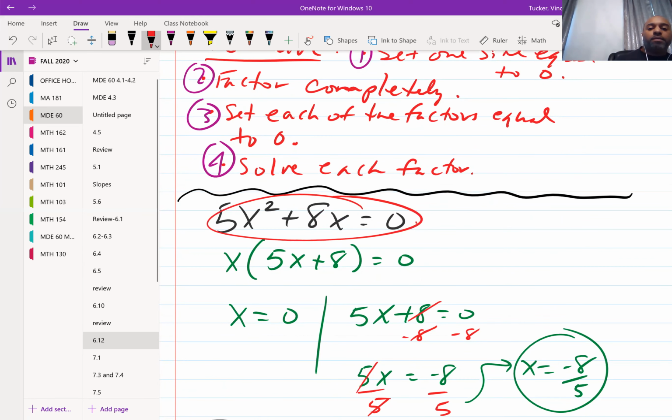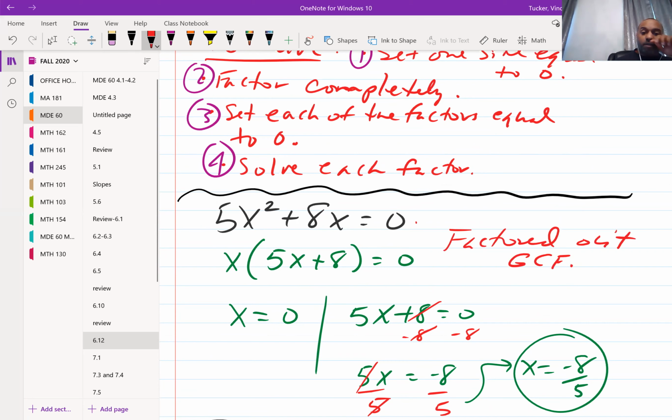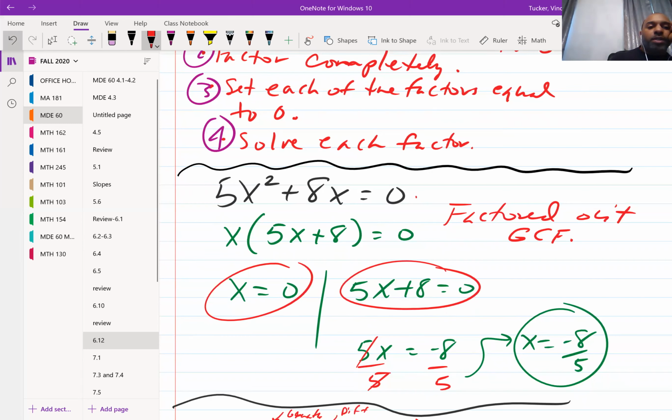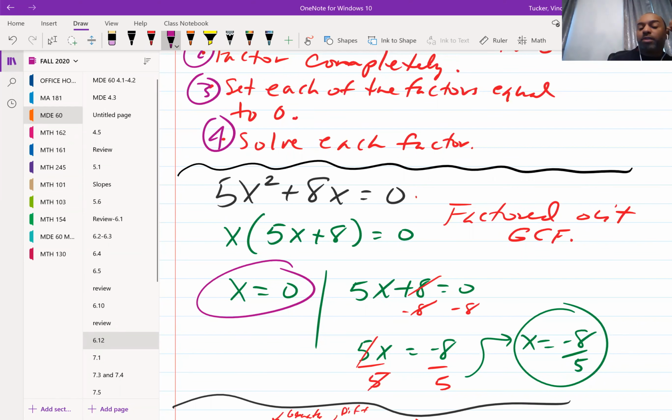I have my equation. I factored it; I pull x out. I factored out the GCF, which was x. Now I set each part equal to zero: x equal to zero and 5x plus 8 equal to zero. Now you go ahead and solve it. This one, x equal to zero, is nothing to solve; it's just one of your solutions. For the other one, you subtract 8 from both sides and then divide by 5, and you get your second solution.